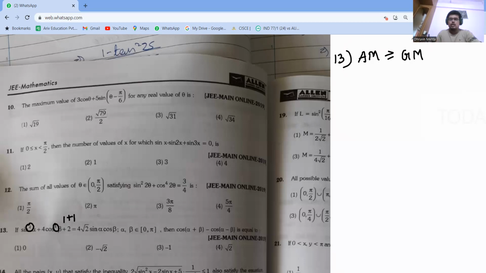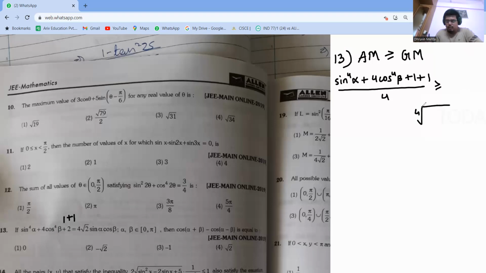When there is a fourth root, it is raised to 4, so it will be better if we have the fourth root. So see, what is AM-GM? For these four terms, the arithmetic mean will be sine raised to 4 alpha plus 4 cos raised to 4 beta plus 1 plus 1 upon 4, which is greater than or equal to the GM. What is the GM over here? The GM will be the fourth root of the multiplication of all these, so it is sine raised to 4 alpha into 4 cos raised to 4 beta.